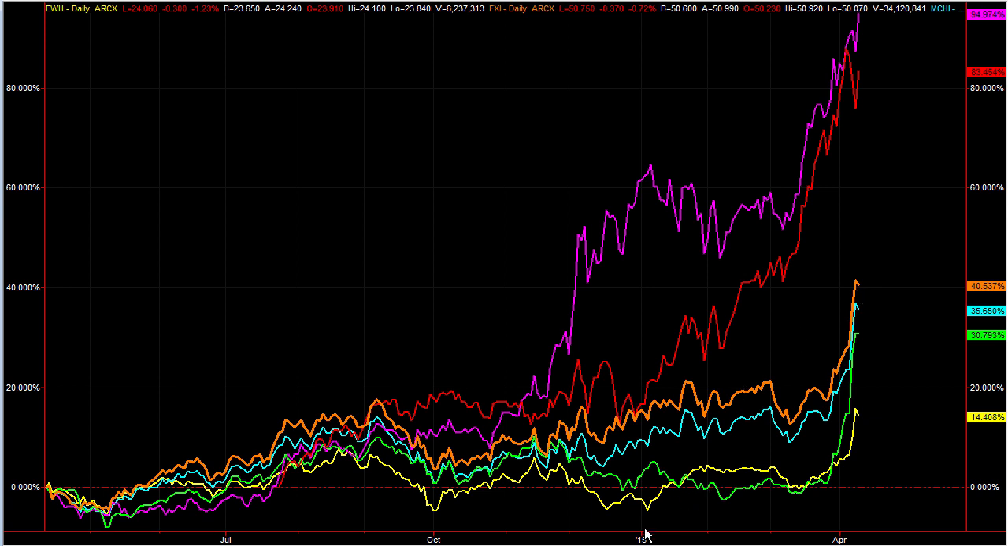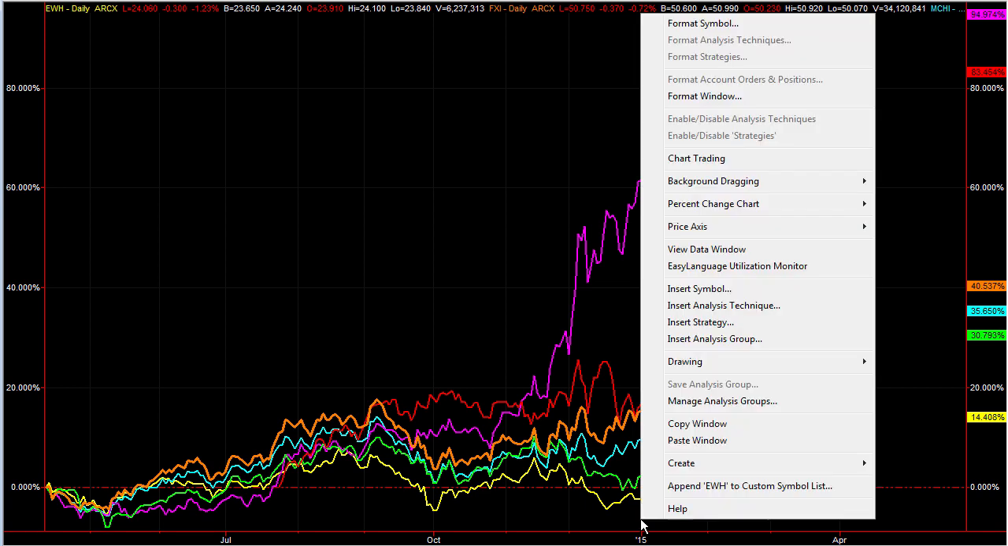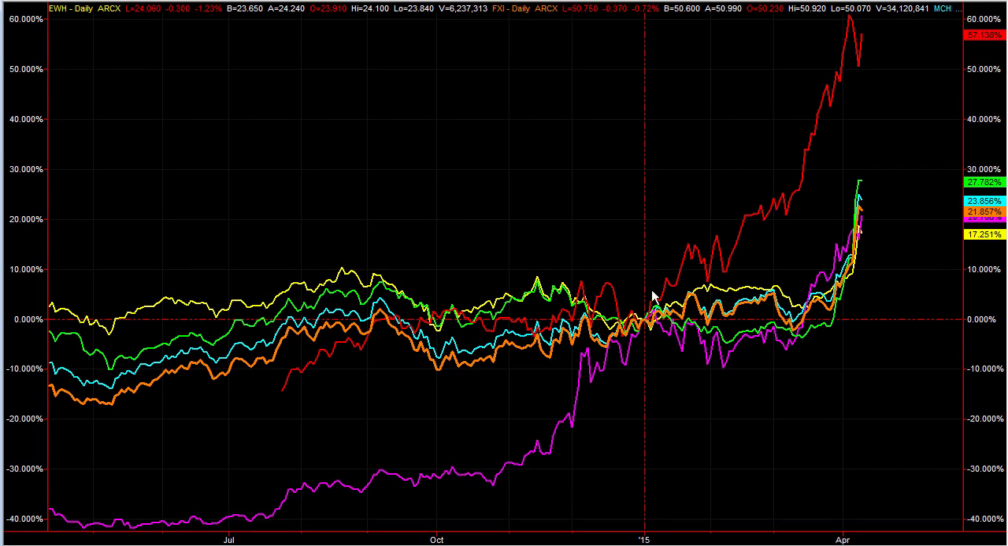Now, if I want to see how they've performed starting at, say, the new year, I can right click on my chart and do percent change chart and calculate from this bar. So now I can see how they've performed since the beginning of the year. All right, so it starts over here. You can see how they came into that beginning of the year, and you can see from the beginning of the year, there's been a wide variation of performance.